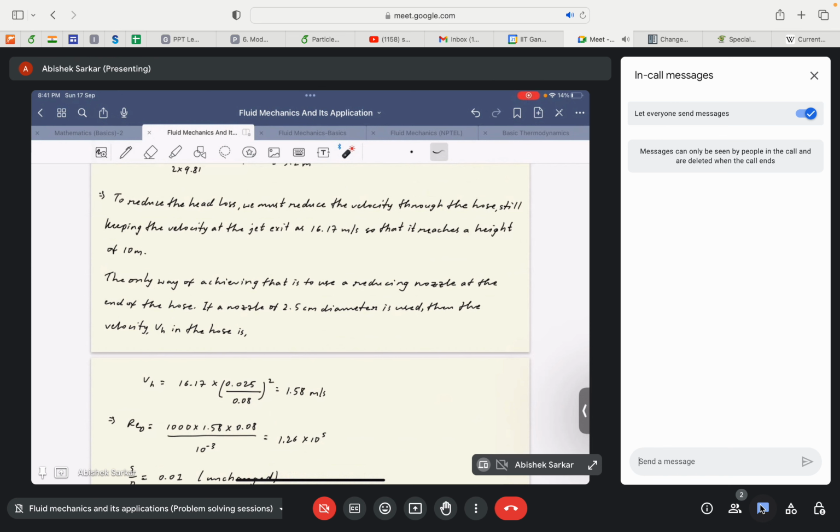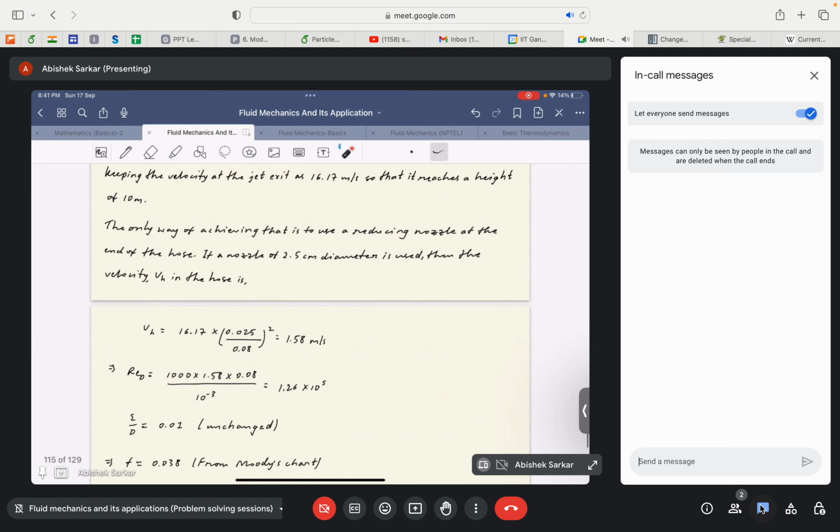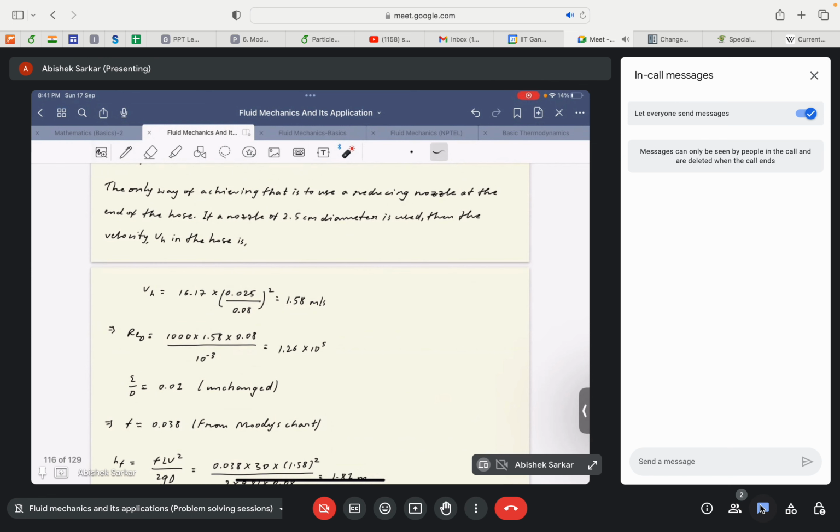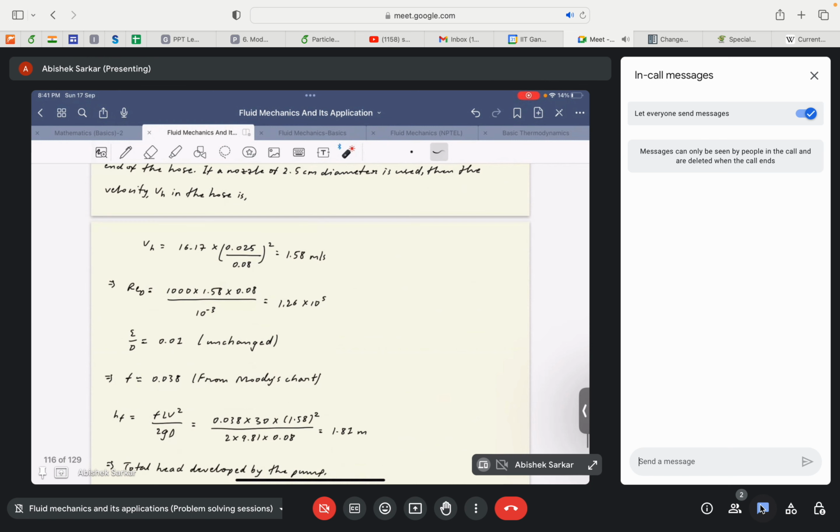Now, if we determine the Reynolds number with this, the Reynolds number of the flow in the pipe is now 1.26 into 10 to the power 5. Again the surface roughness remains unchanged, so epsilon by d is 0.001. From these values of Reynolds number and surface roughness, we get f equal to 0.038. Then hf is equal to 1.81 meters. See, there is a very drastic reduction in the head loss in the pipe.